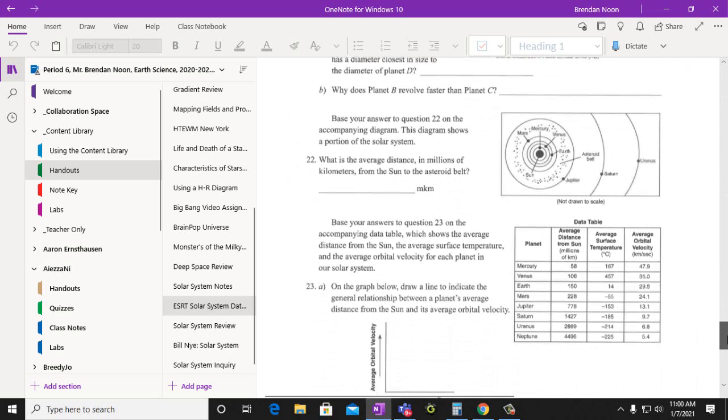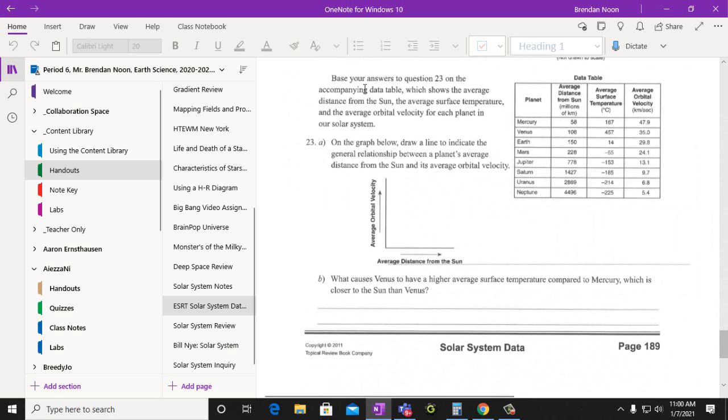All right, so let's look here. Base your answers to question 23 on the accompanying data table, which shows the average distance from the sun, average surface temperature, and the average orbital velocity of each planet in our solar system. On the graph below, draw a line to indicate the general relationship between the planet's average distance from the sun, which is this chart, and its average orbital velocity, which is this column here.